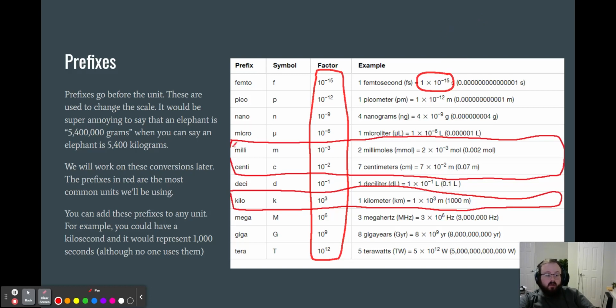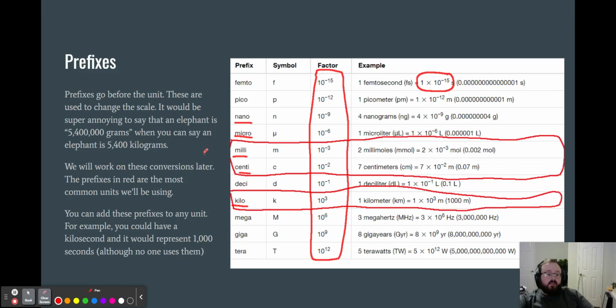But just note that these prefixes make things a lot simpler rather than just using big numbers. Oh, it's 8,840 billion meters. You can change the scale of it. The ones that are in red, milli, centi, and kilo, are the most commonly used, and these are the ones that we'll be using the most. That doesn't mean we won't use some of the other ones. We might use nano or micro, but if we get to them, we'll use them.